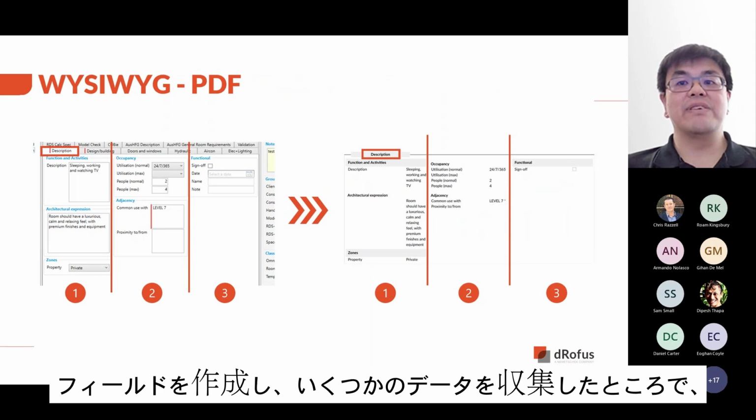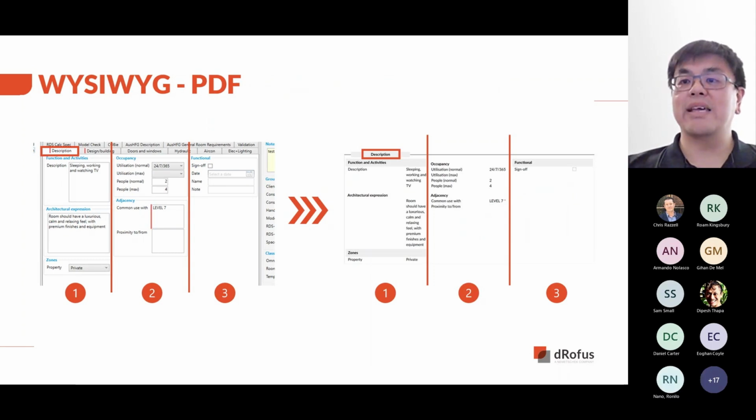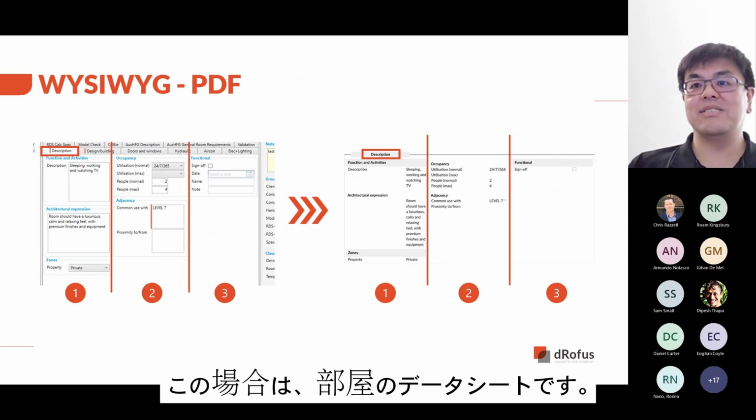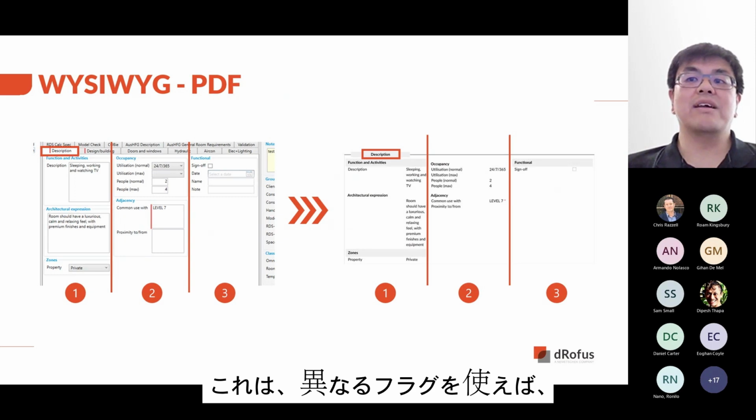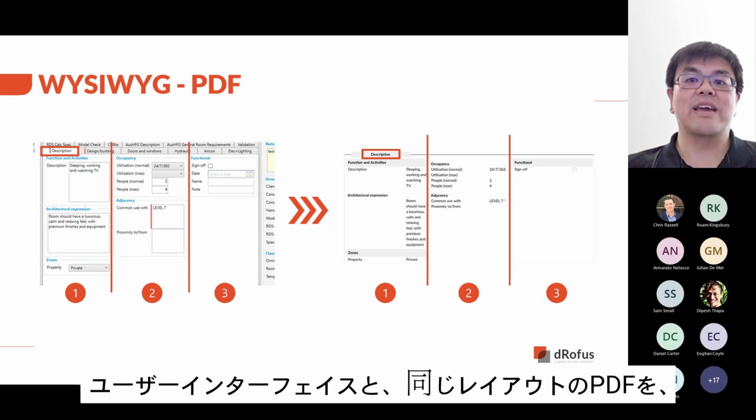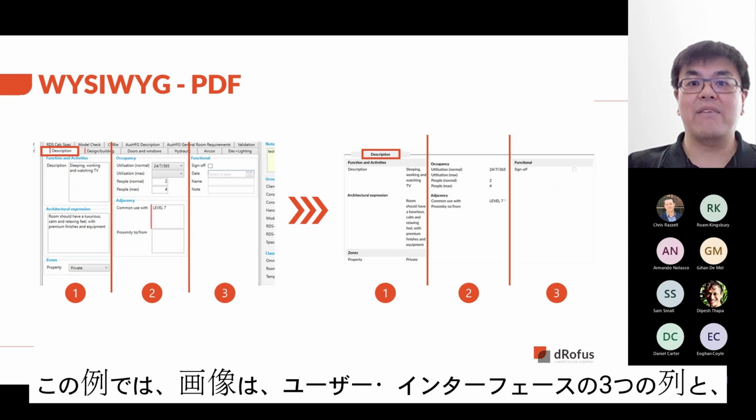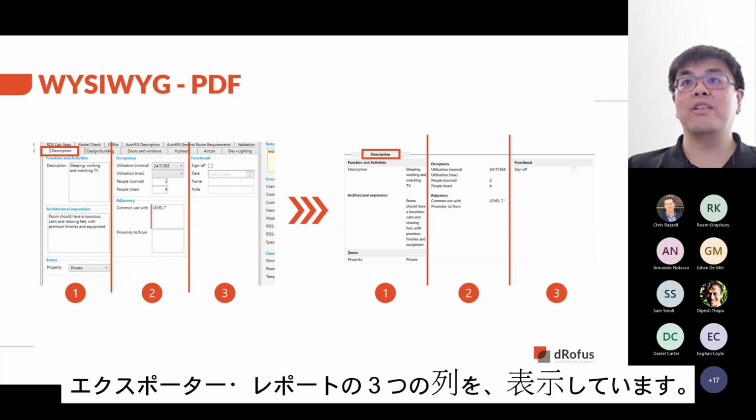Now that we have created the fields and collected some data, the next step is to produce a report, in this case, a room data sheet. This is to demonstrate that for the different flags, you can create a PDF with the same layout as a user interface. In this example we have here, the image shows the tree column in the user interface and the tree column in the exported reports.